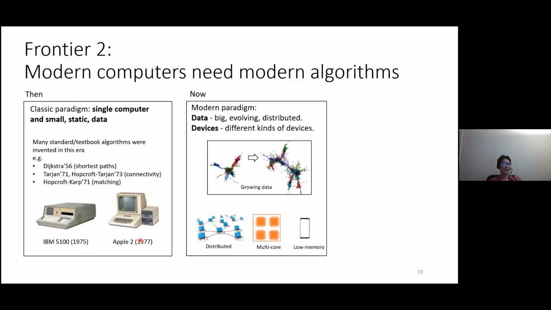But today, we have many new paradigms. The data is different. It's big, it's evolving, and we probably store the data in many places. And the devices are also different.